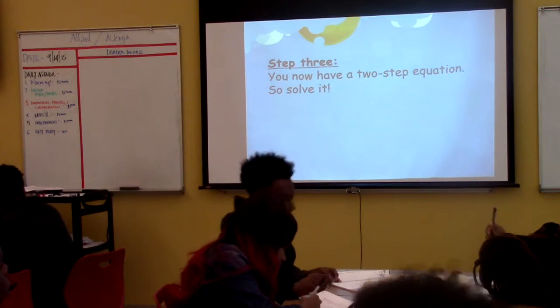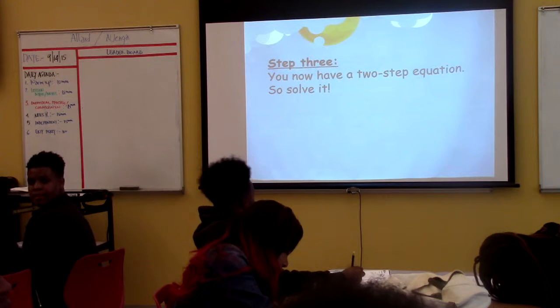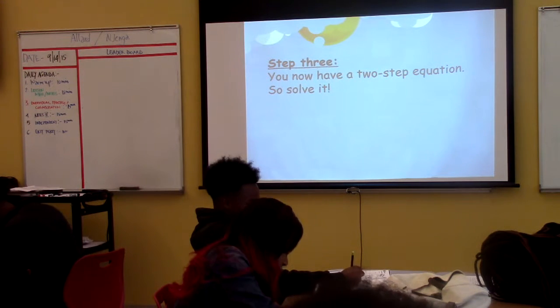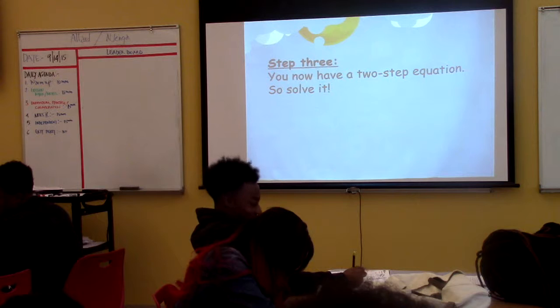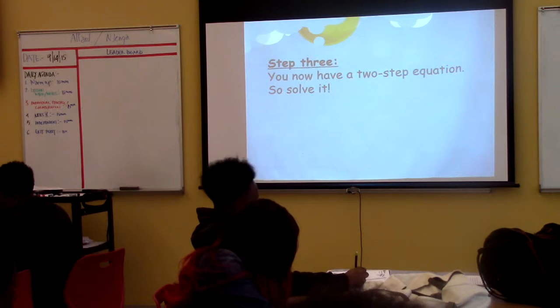Our third step is now that we have a two-step equation and we can solve it. We can solve it a lot easier with two steps than with multi-steps.